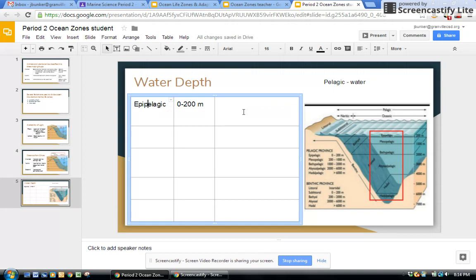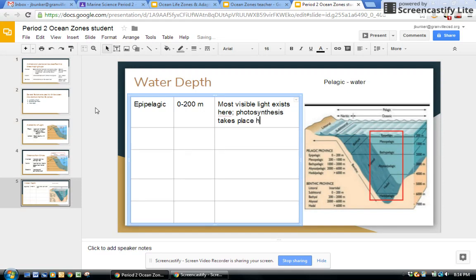So this is where visible light exists. Most visible light exists here. Therefore, if we know that sunlight is reaching here, we're going to have organisms doing photosynthesis here as well. So photosynthesis takes place here. There's minimal pressure because remember that low pressure at the surface and higher pressure as you go down in the ocean. This is where you're going to have most ocean life, and human activities like boating and fishing are going to occur in this zone.